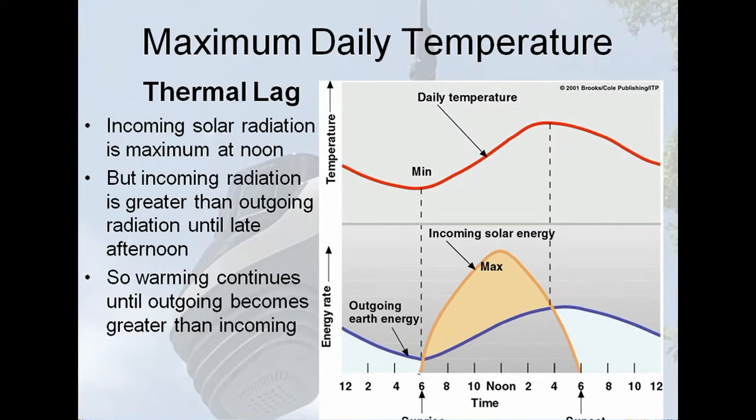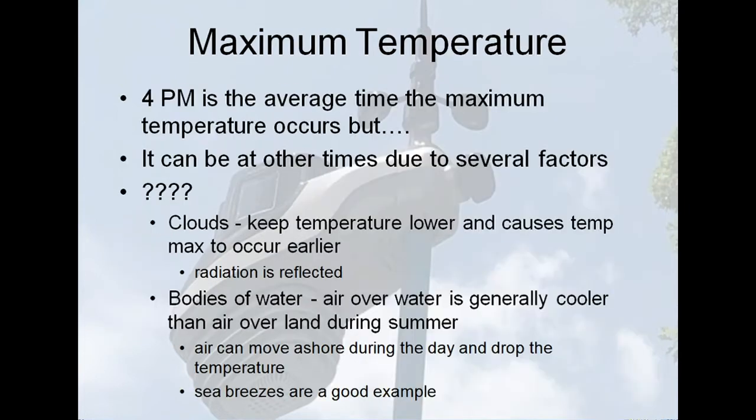Incoming solar radiation is strong, and then just slowly gets weaker, but it's still strong incoming solar radiation, absorption, until it finally reaches that threshold where it can't absorb anymore. There's no more to absorb because now the earth has already rotated, the sun's too far away, and then it starts emitting more radiation than it's absorbing, so the cooling starts. So that's your thermal lag. All right, so your maximum temperature is at 4 p.m. on average.